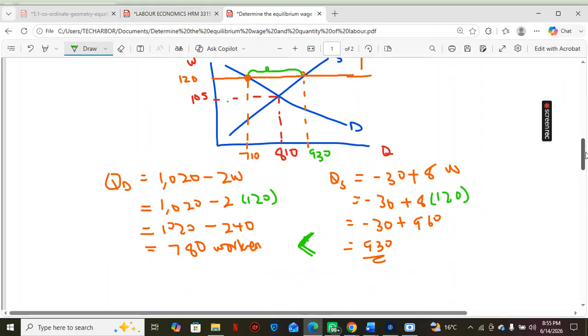The minimum wage increases the labor cost for the firms, so the firms demand fewer workers. But from the worker side, this minimum wage is an increment from the 105 they were originally getting, so people are willing to work. So that is the effect of a minimum wage: you have a surplus in the labor market where the labor supply exceeds the labor demand. Any questions?